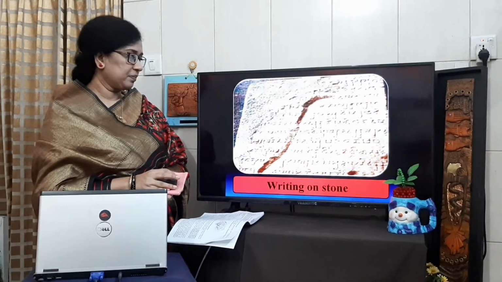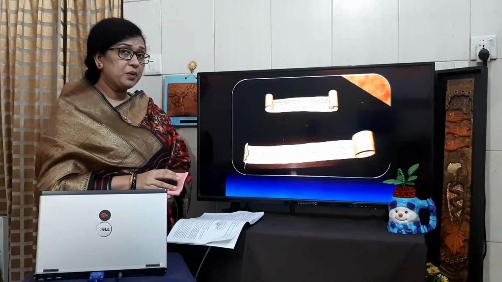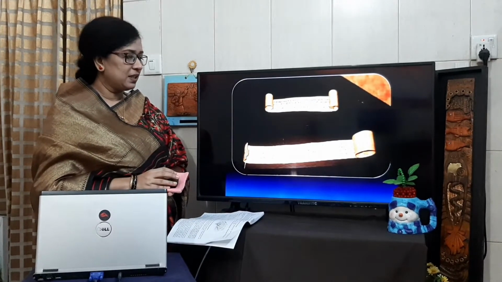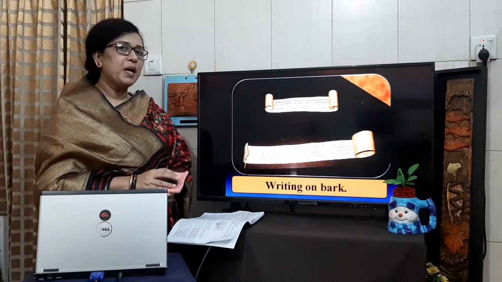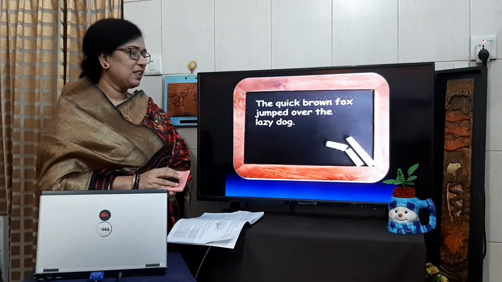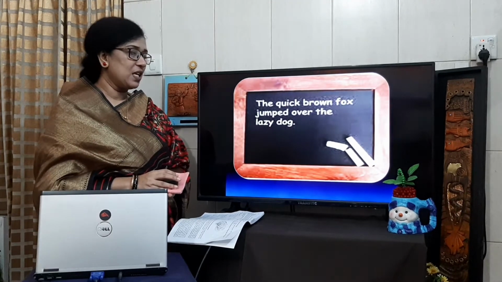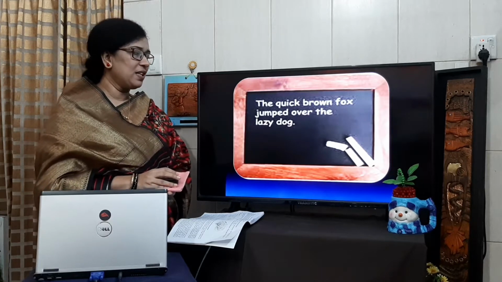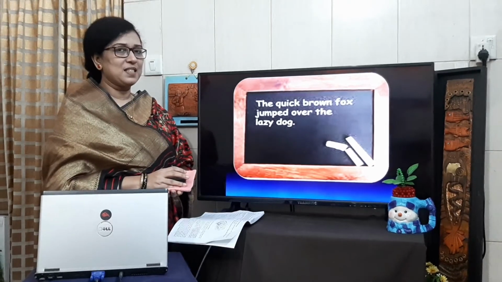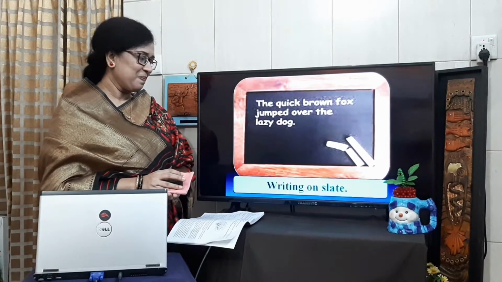Next number, there are also writings. Are they on paper? No. Look at them, they are rolled and they are writing on bark. Now look at the next number. The screen is black and we have written the sentence, "The quick brown fox jumped over the lazy dog" with chalk. So this is familiar to ourselves. Sometimes we write on a blackboard with chalk. So this is writing on slate.